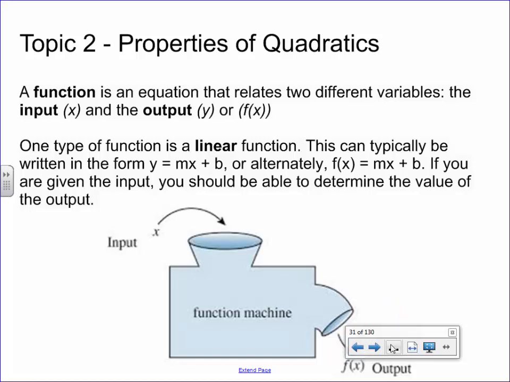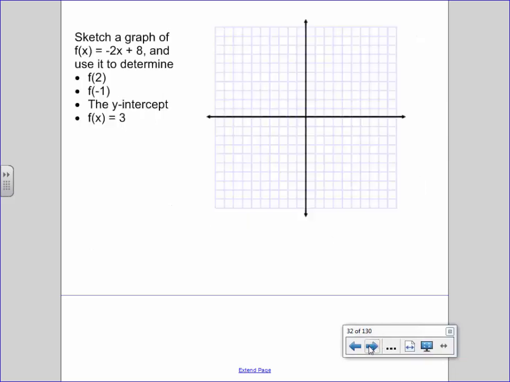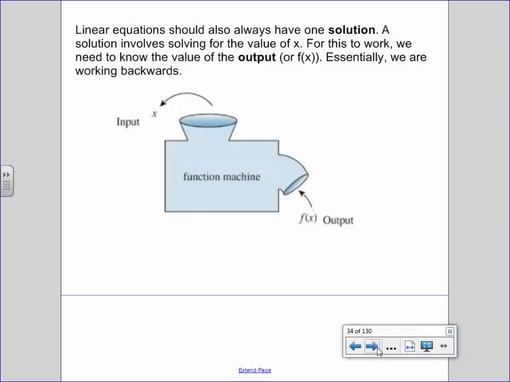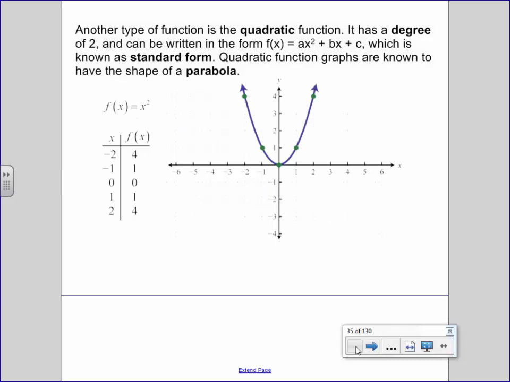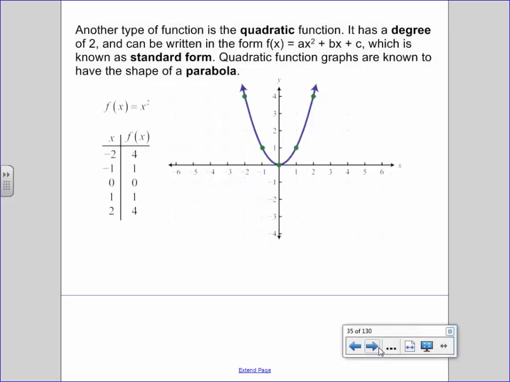Why don't I skip ahead here? Because we've already talked about functions being inputs and outputs. So this would be a linear graph, but do you feel like we can skip over graphing a linear one? Would that be okay by you? Okay, so let's not bother graphing this one here. Where should we start? Okay, let's start here. Can you find this slide here?